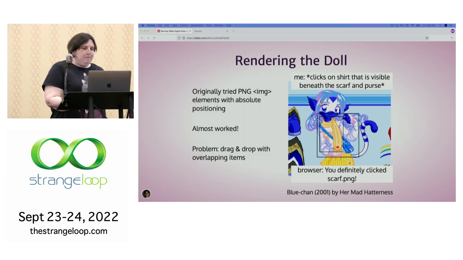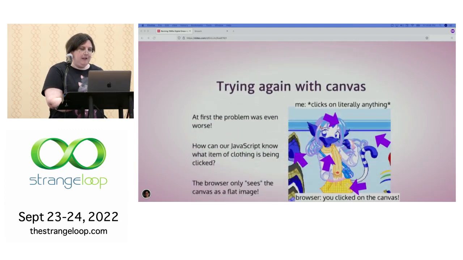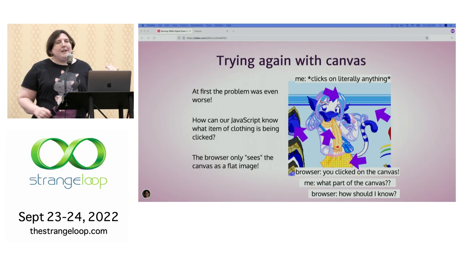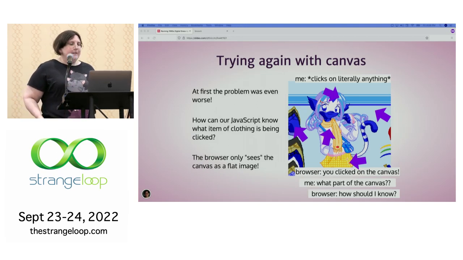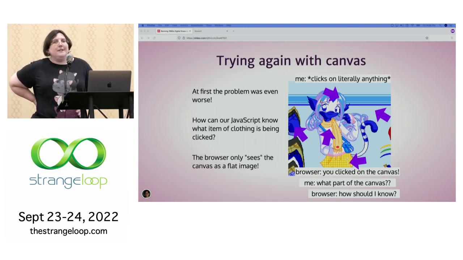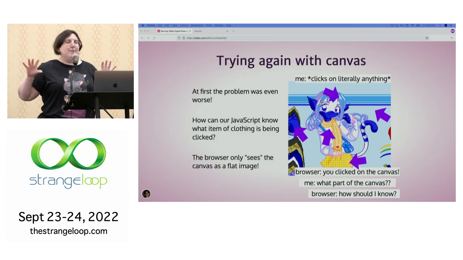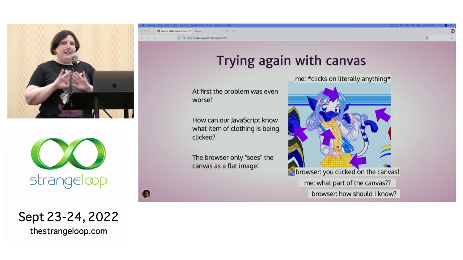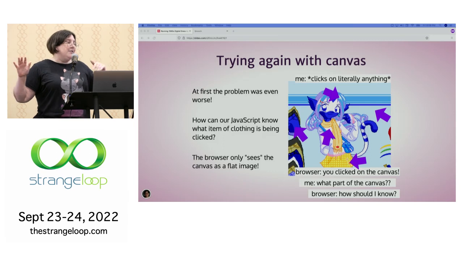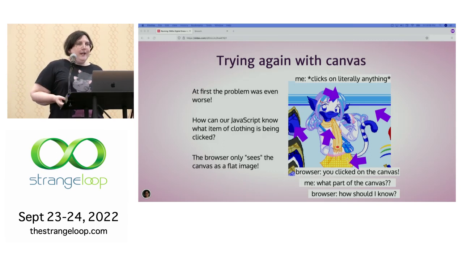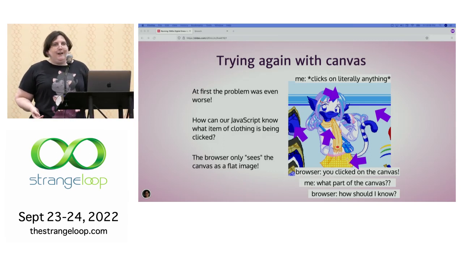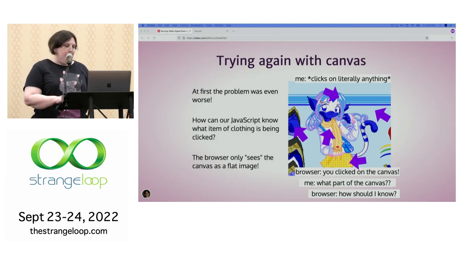So yeah, you'd have to click way over here to be able to click on the shirt. So the next thing I tried was using Canvas instead, HTML5 Canvas. And at first it was even worse because once you've drawn something on Canvas, they are not separate elements that the browser knows about. All it is is just one image. So how can our JavaScript know what item of clothing the user is clicking on and what should be dragged around?